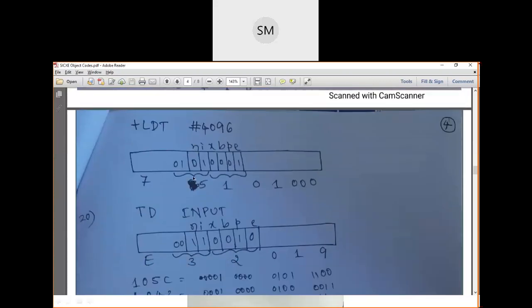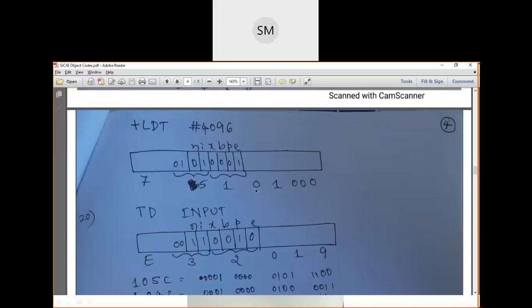Okay. Now LDT #4096. You can observe here there is a combination of both format 4 and immediate addressing, right? So even though there is immediate addressing, there is no need to calculate the displacement. You just put N as 0 and I as 1, and B also 0, P also 0, and again directly you take it as 1000. Why 1000? The equivalent value of 4096 in hexadecimal is 1000. So I have written it as 1000 here directly.